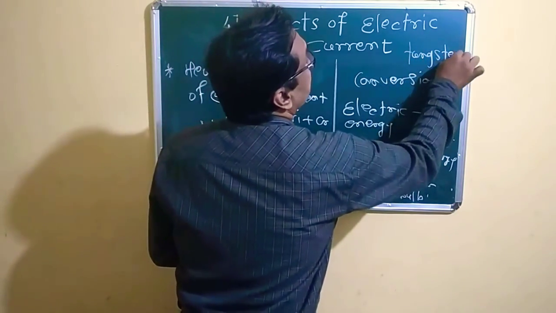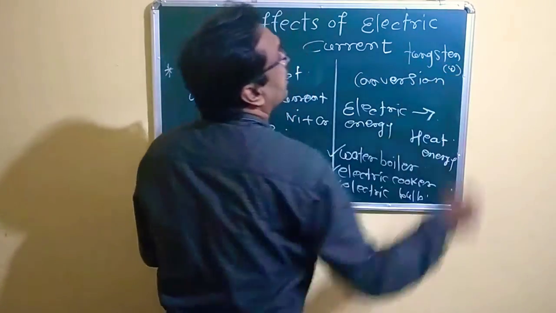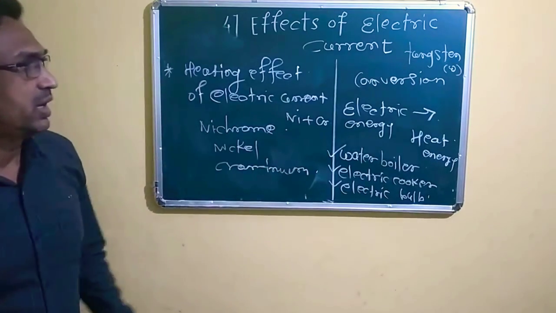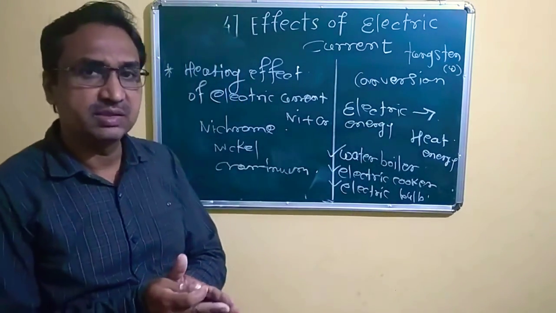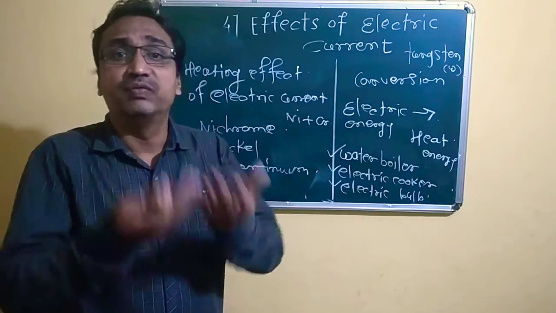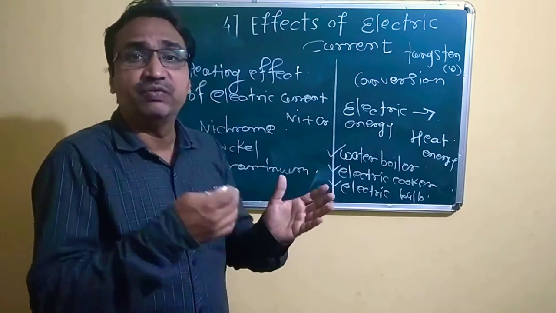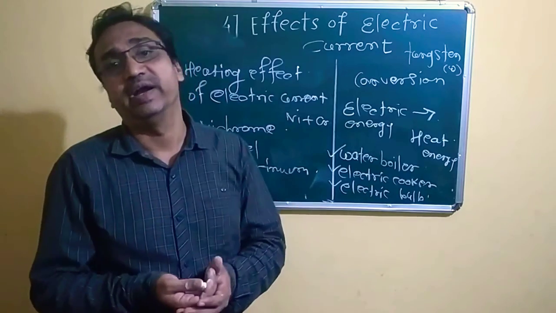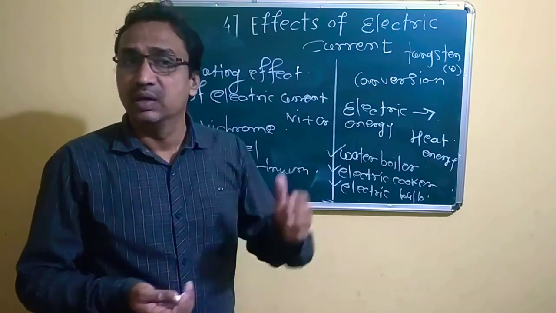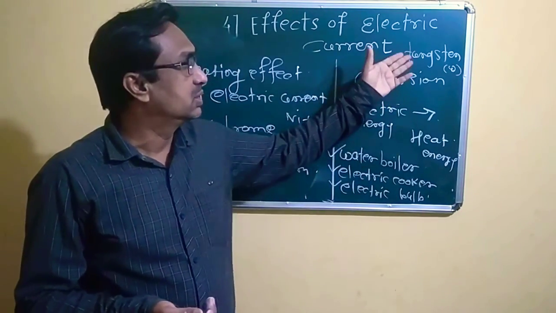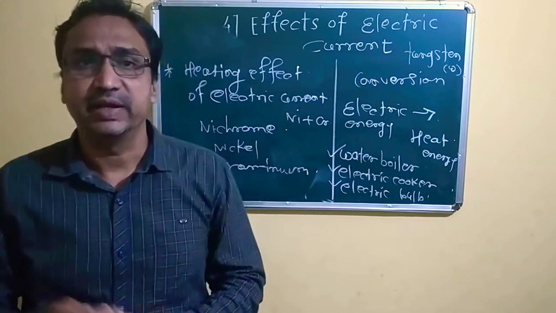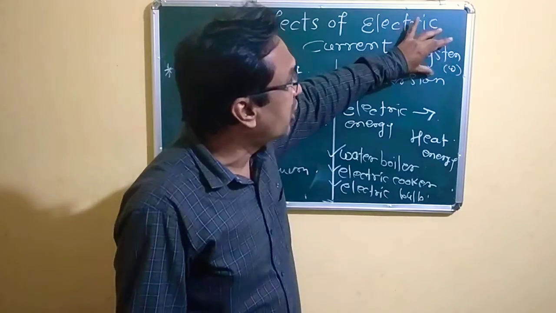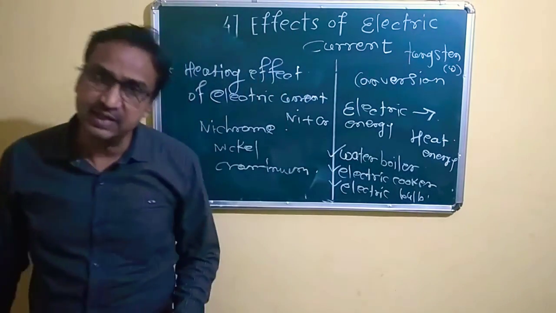Tungsten, that is W. Its symbol is W, and it is used in electrical bulbs. The temperature rises such that it goes up to 3,400 degrees Celsius. At that time, it doesn't melt because the substance used is tungsten. Its melting point is higher than that.